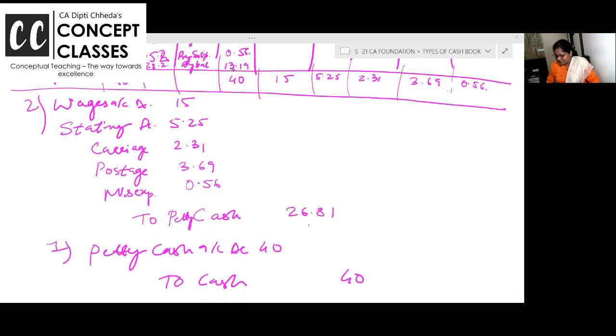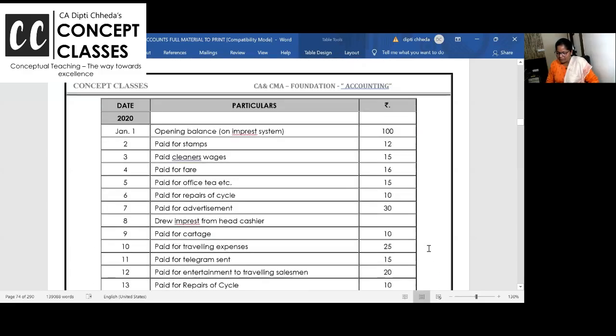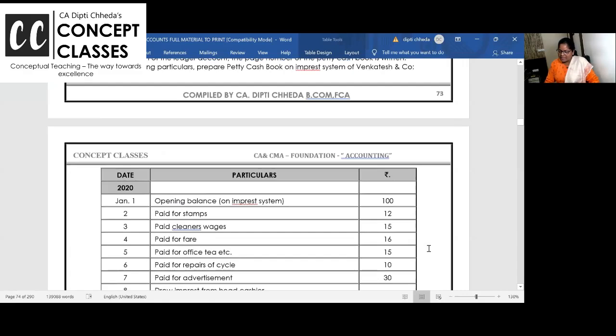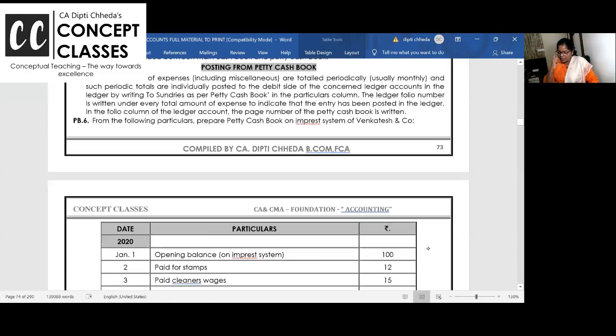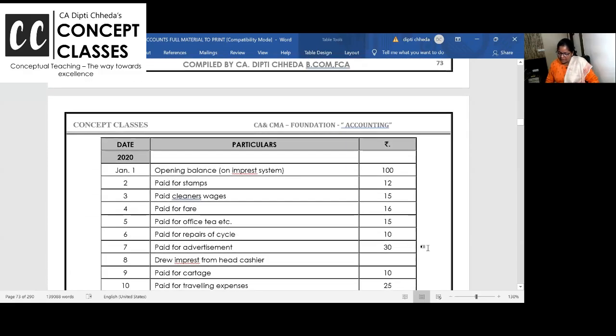Clear? Chalo. Last problem is there. Single column, double column. I'll check the homework also. Single column, the very first problem I gave as homework. This time for the sixth problem, we will prepare the petty cash book with imprest. Imprest means I will give you a fixed amount. You spend whatever you spend, again we will reimburse so that again you have the same amount.